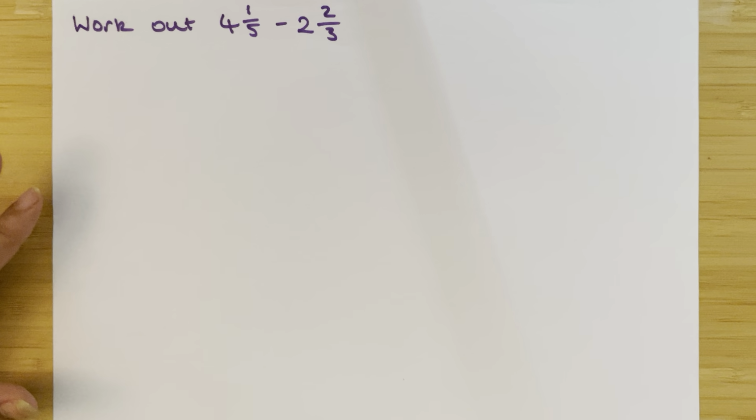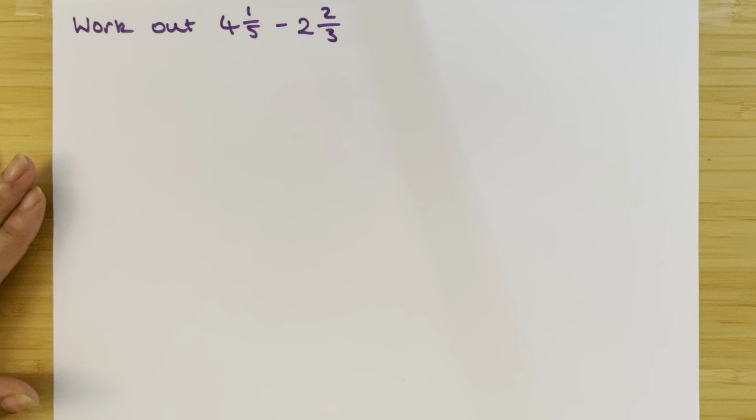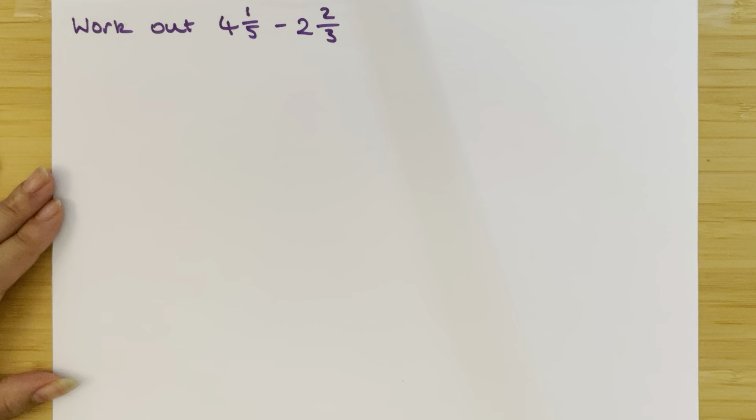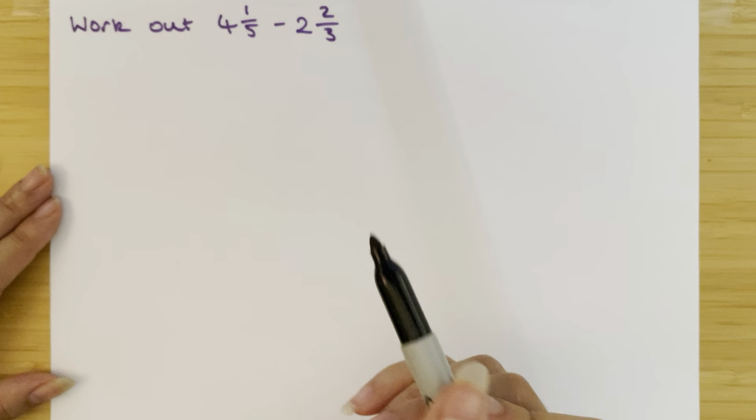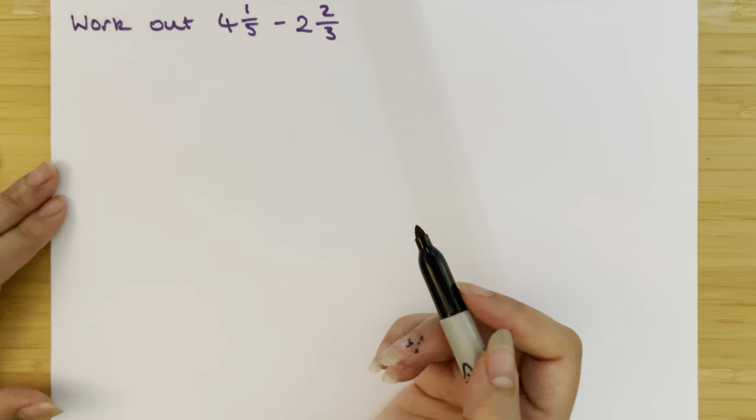Work out 4 and 1/5, take away 2 and 2/3. So these are two mixed numbers, and the way I'd start is to just look at the fractions to start off with. So let me write out that 1/5 take away 2/3.